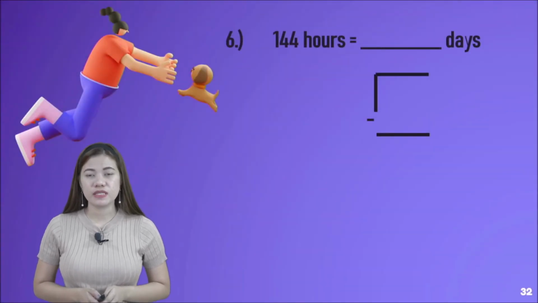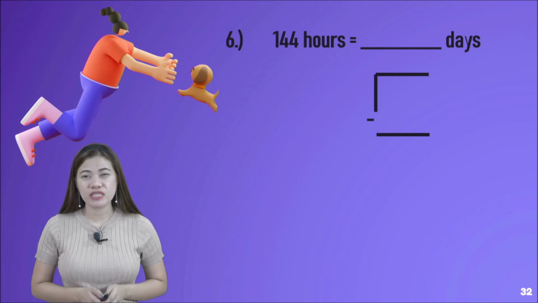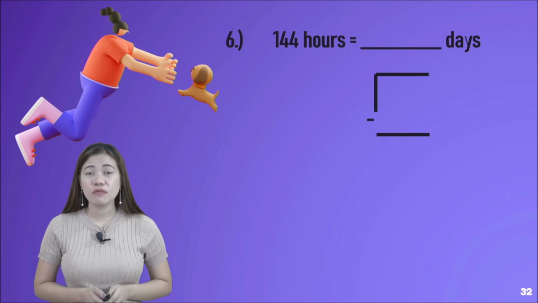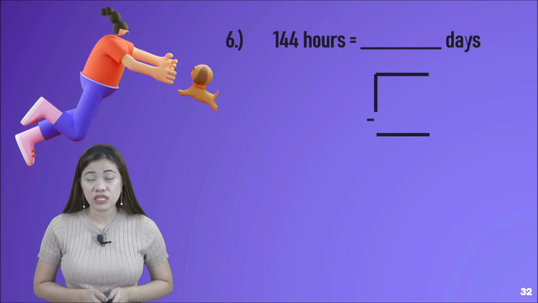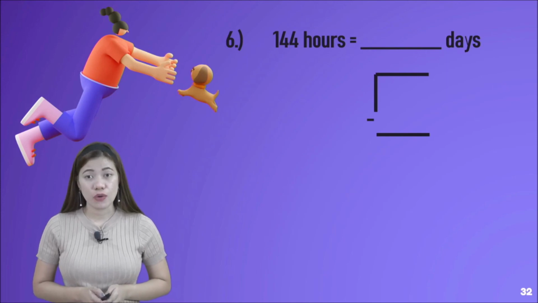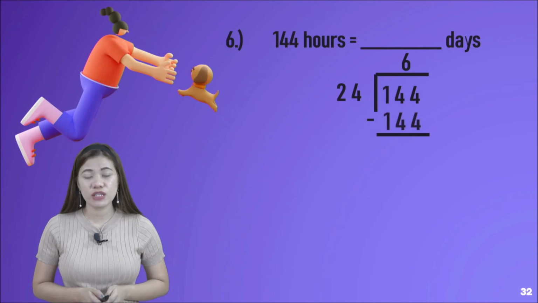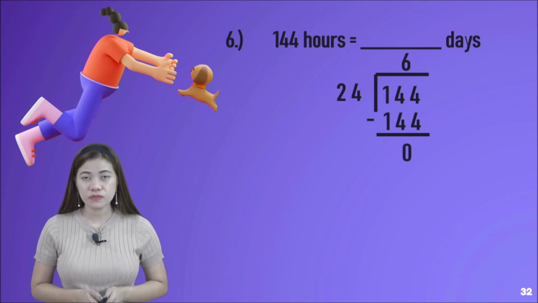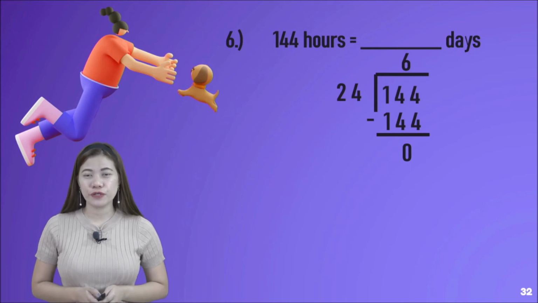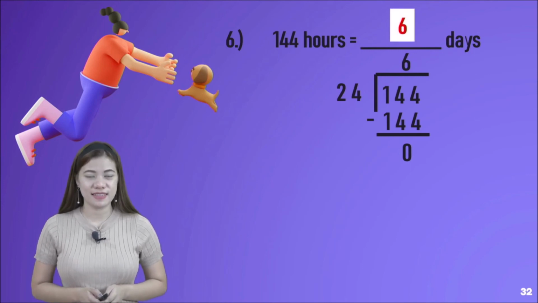Number 6, 144 hours is equivalent to blank days. How many hours do we have in one day, grade 3? We have 24 hours. So we will just divide 144 by 24. So our answer here is 6. 6 times 24 is equivalent to 144, and 144 minus 144 is equivalent to 0. So here, in our mathematical sentence, 144 hours is equivalent to 6 days.